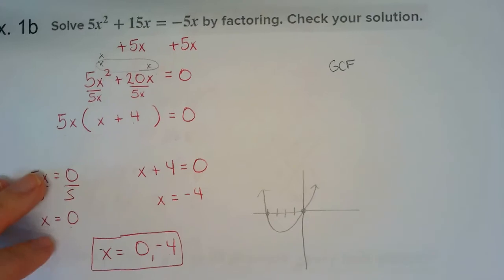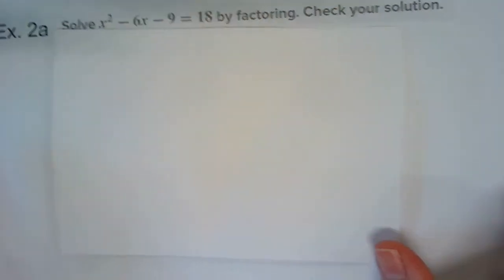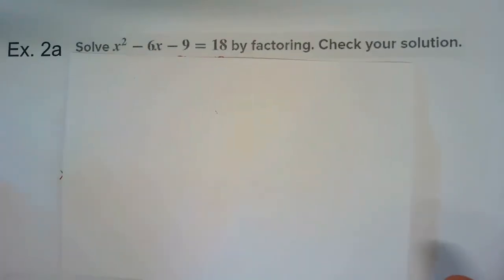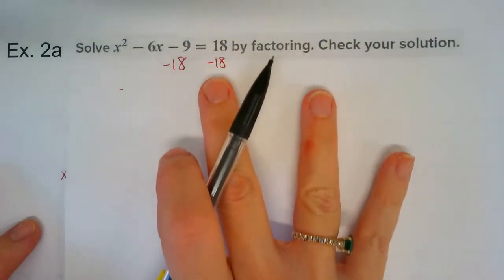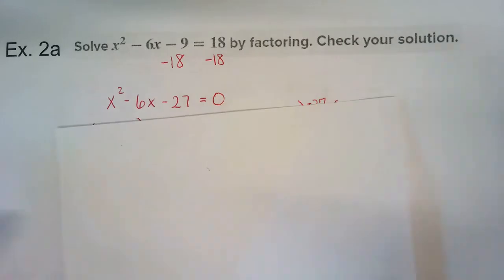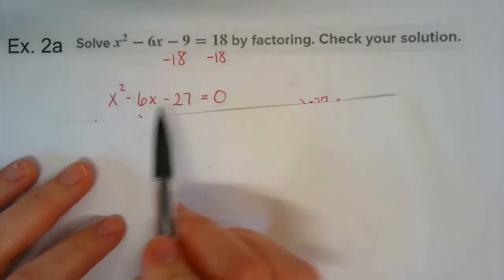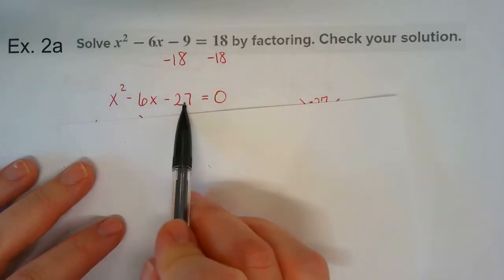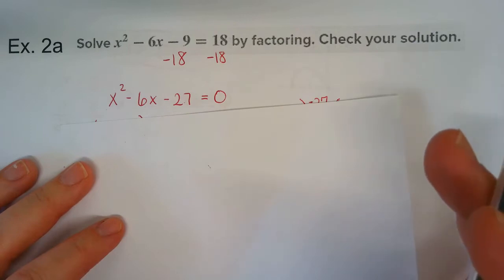Okay, now then, what if I move over my 18 on example 2 and I don't have a greatest common factor? That's what we're going to look at next. So I subtracted my 18 over, and I got this. Now my greatest common factor is just a 1, so I can't do that step.